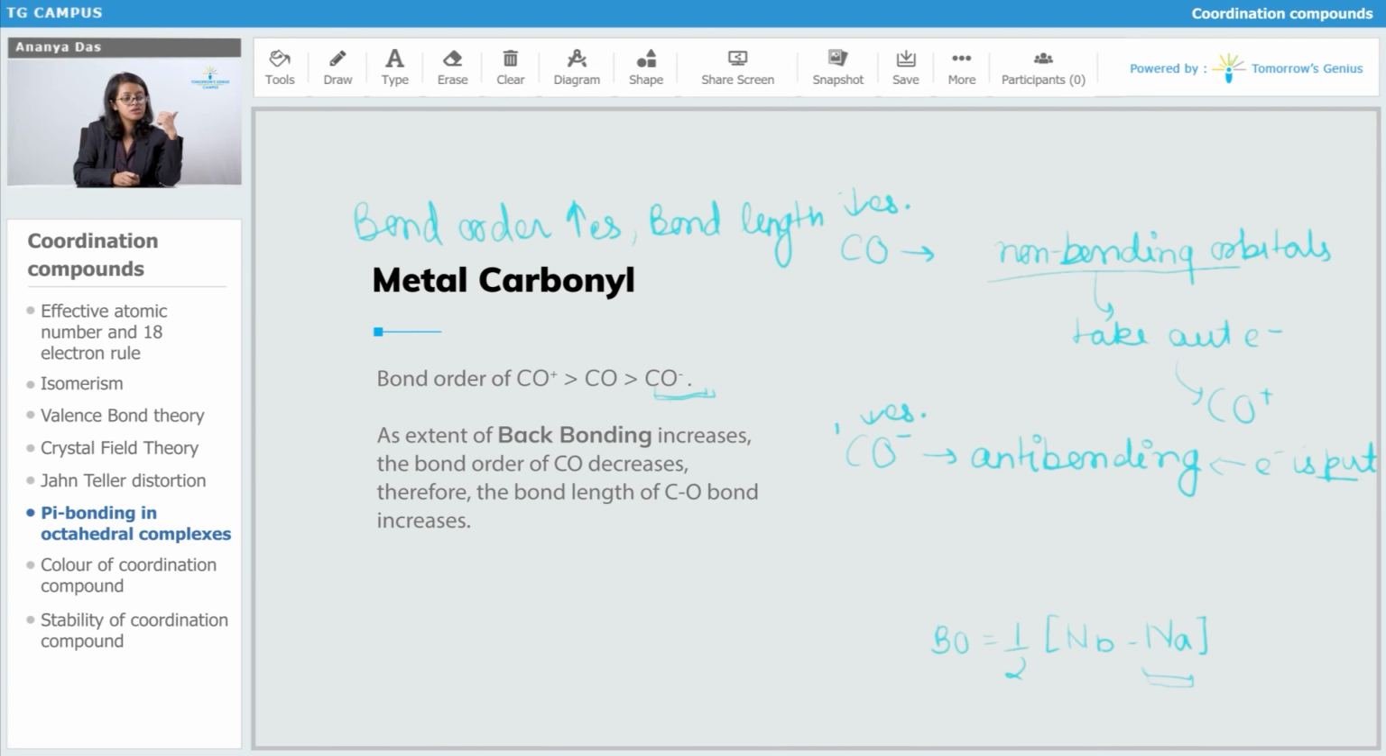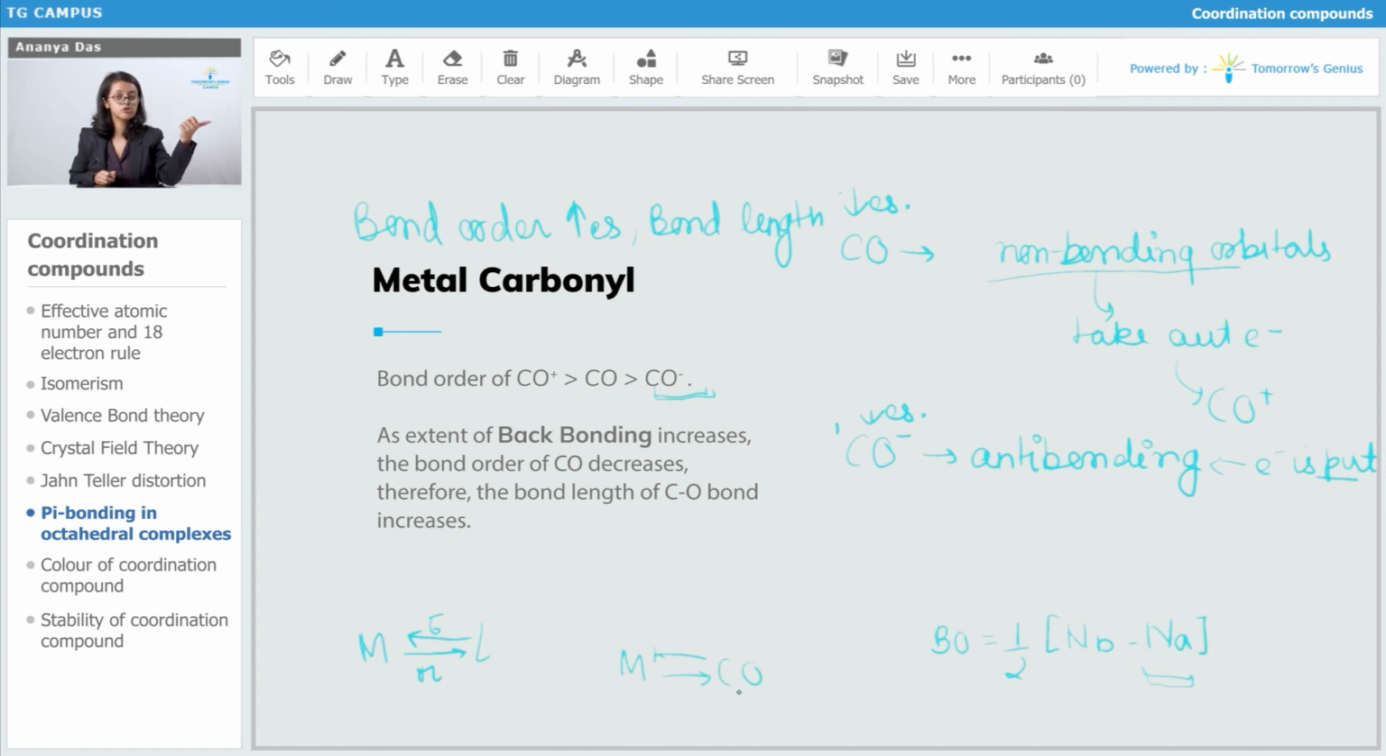Now, as the extent of back bonding increases, back bonding means what? The ligand is giving to the metal by forming a sigma bond. The metal is giving back to the ligand by forming a pi bond. This is back bonding, that the metal is back bonding to the ligand. As the extent of the back bonding increases, the bond order of the MCO bond increases, because it is becoming a pi bond.